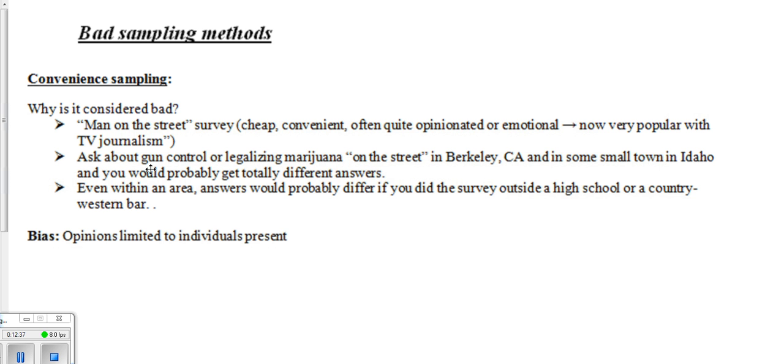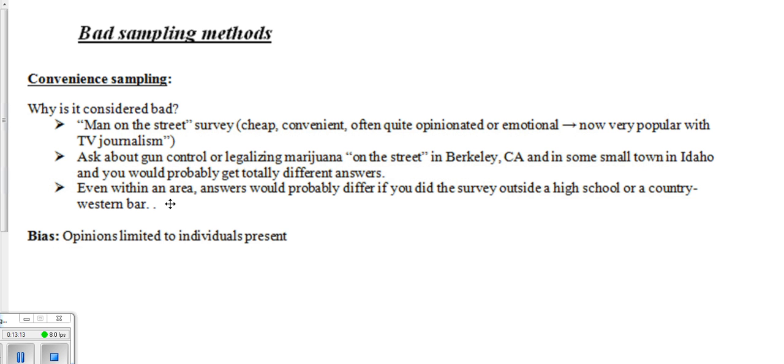So for an example, if you ask about gun control or legalizing marijuana on the street in Berkeley, California, versus if you go to some small town in Idaho, you'd probably get some very different answers. So convenient sampling will not give you a very good solution. Those sampling methods are not the best. Even within a certain area, answers would probably differ if you did the survey outside of a high school or outside of a country western bar. People are going to give you different answers based on where they are or what's going on.